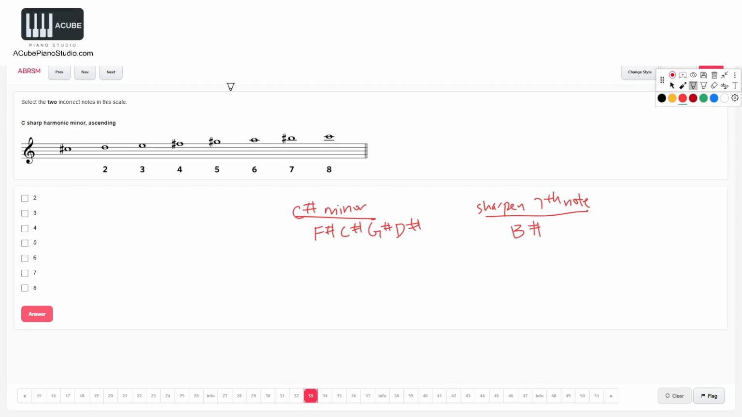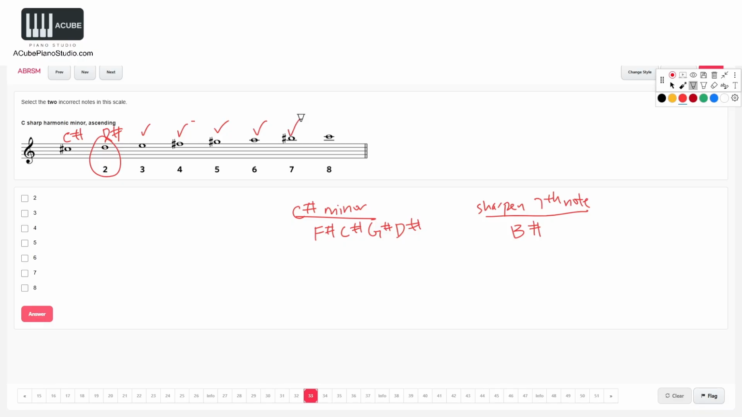let's go through it. So C needs a sharp. Okay, then the second note is D. D needs a sharp, but there isn't. So 2 is wrong. E is correct. E doesn't have a sharp. F has a sharp. G has a sharp. A has no sharp.